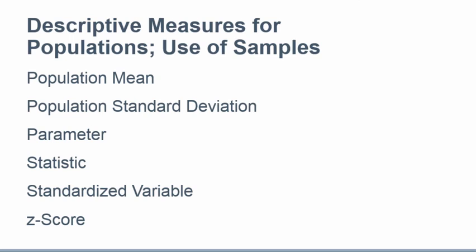Parameter is a descriptive measure for the population. Statistic is a descriptive measure for a sample. Standardized variable is just the z-score formula with only the mean and standard deviation substituted. The z-score is found when we substitute a value for the data point x.